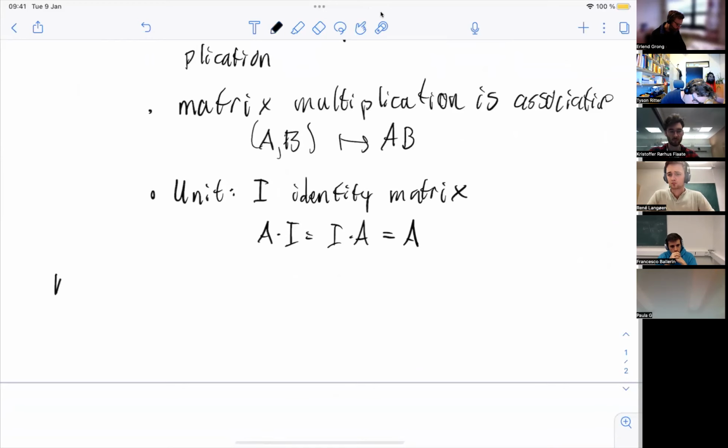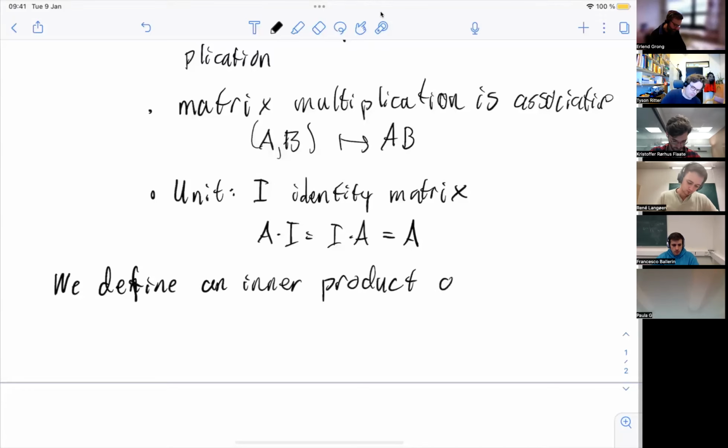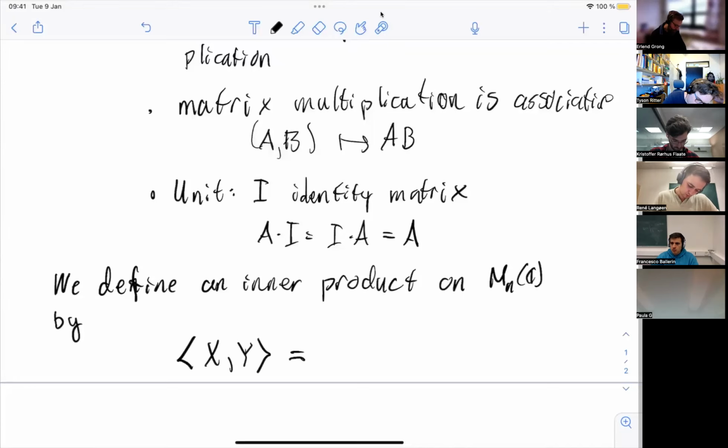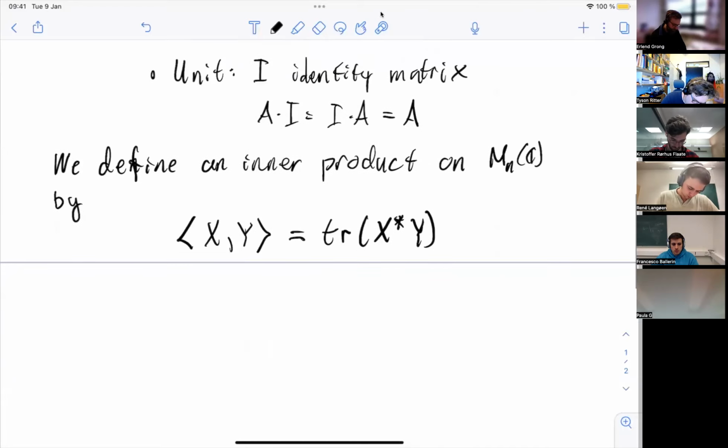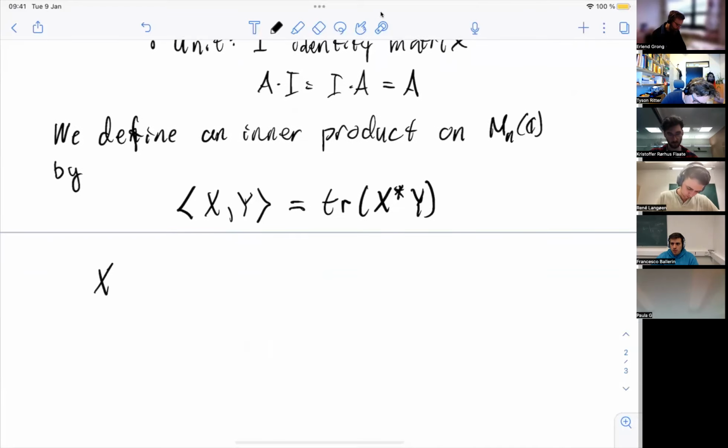So we define an inner product, let's do it for the complex matrices, by saying that the inner product of matrices X and Y is the trace of X star Y. So X star here is the conjugate transposed.